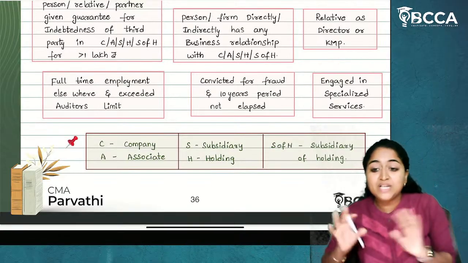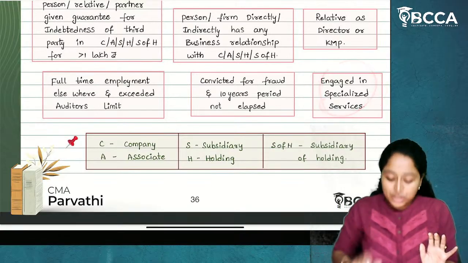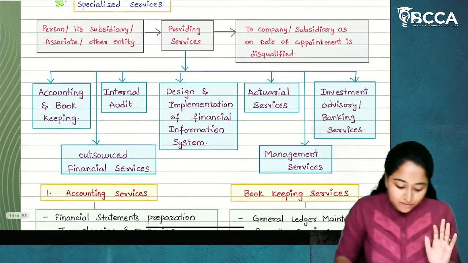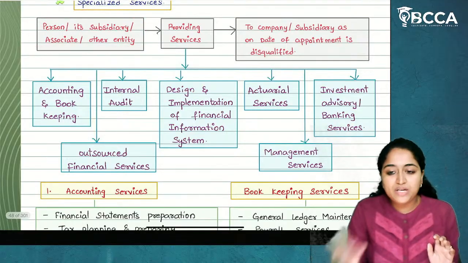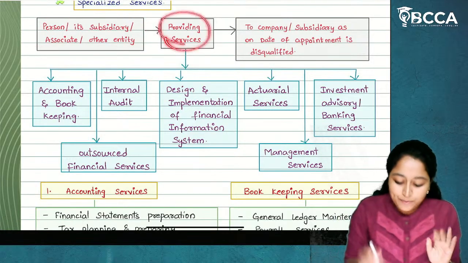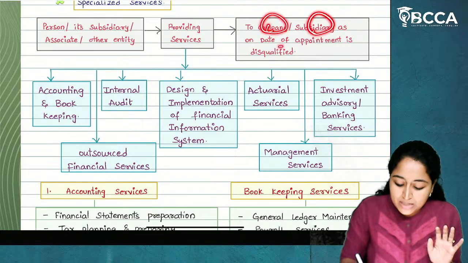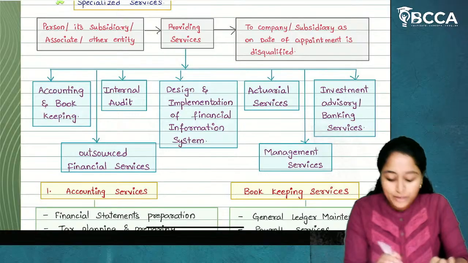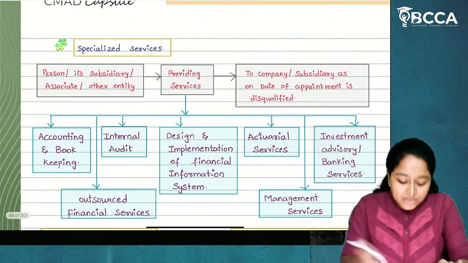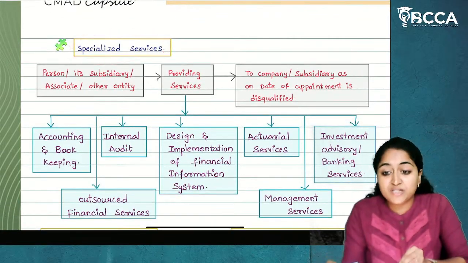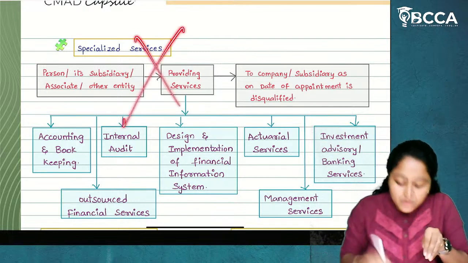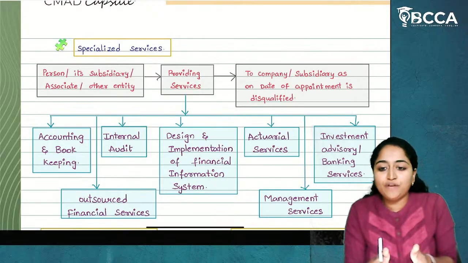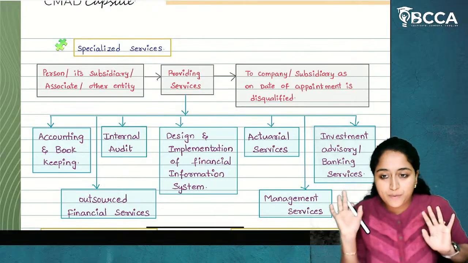Engaged in specialized services. Now, what are the specialized services given under section 144? A person, its subsidiary, associate or any other entity providing services to the company or subsidiary company at the date of appointment. If on the date of appointment they are providing the specialized services, then on that day they are disqualified. If they provided them previously, it's okay. At the point of appointment, they should not provide the services.